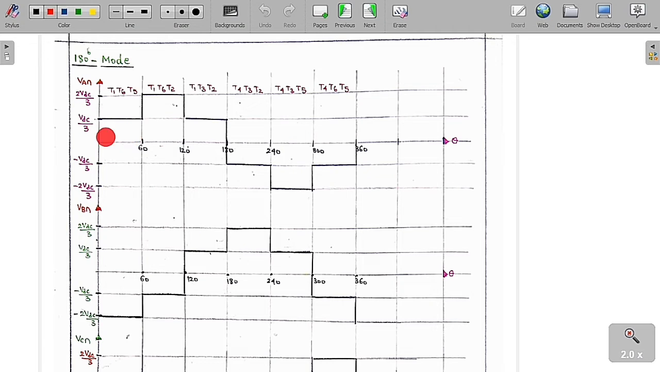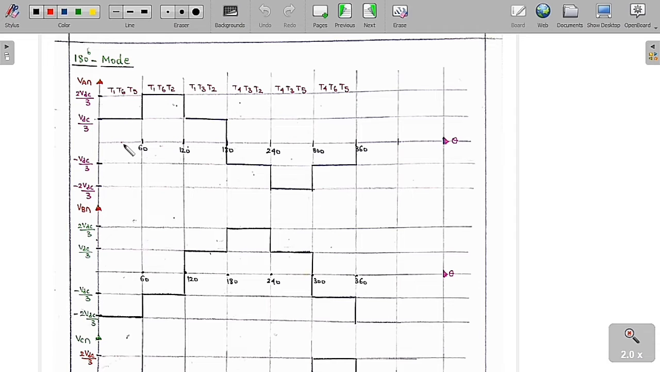So from 0 to 60 degrees, you can clearly see from the control scheme diagram that T1, T6 and T5 are going to conduct. If you turn on these three switches and analyze the circuit, we are going to get the phase voltages VAN as VDC by 3, VBN as minus 2 VDC by 3 and VCN equal to VDC by 3. So with the help of this, you can plot on the graphs.